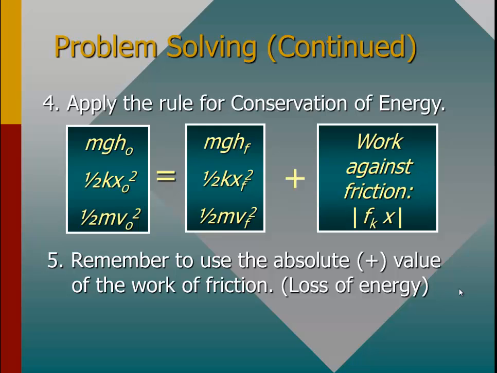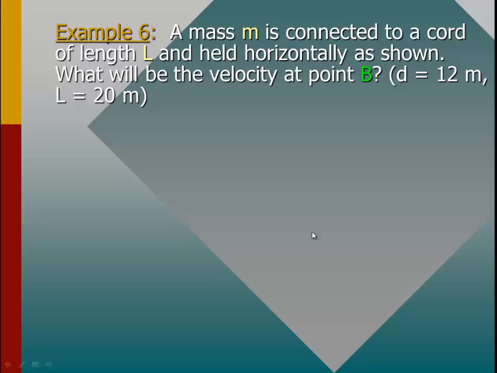So let's try one. A mass m is connected to a cord of length L and held horizontally as shown. What will be the velocity at point B?